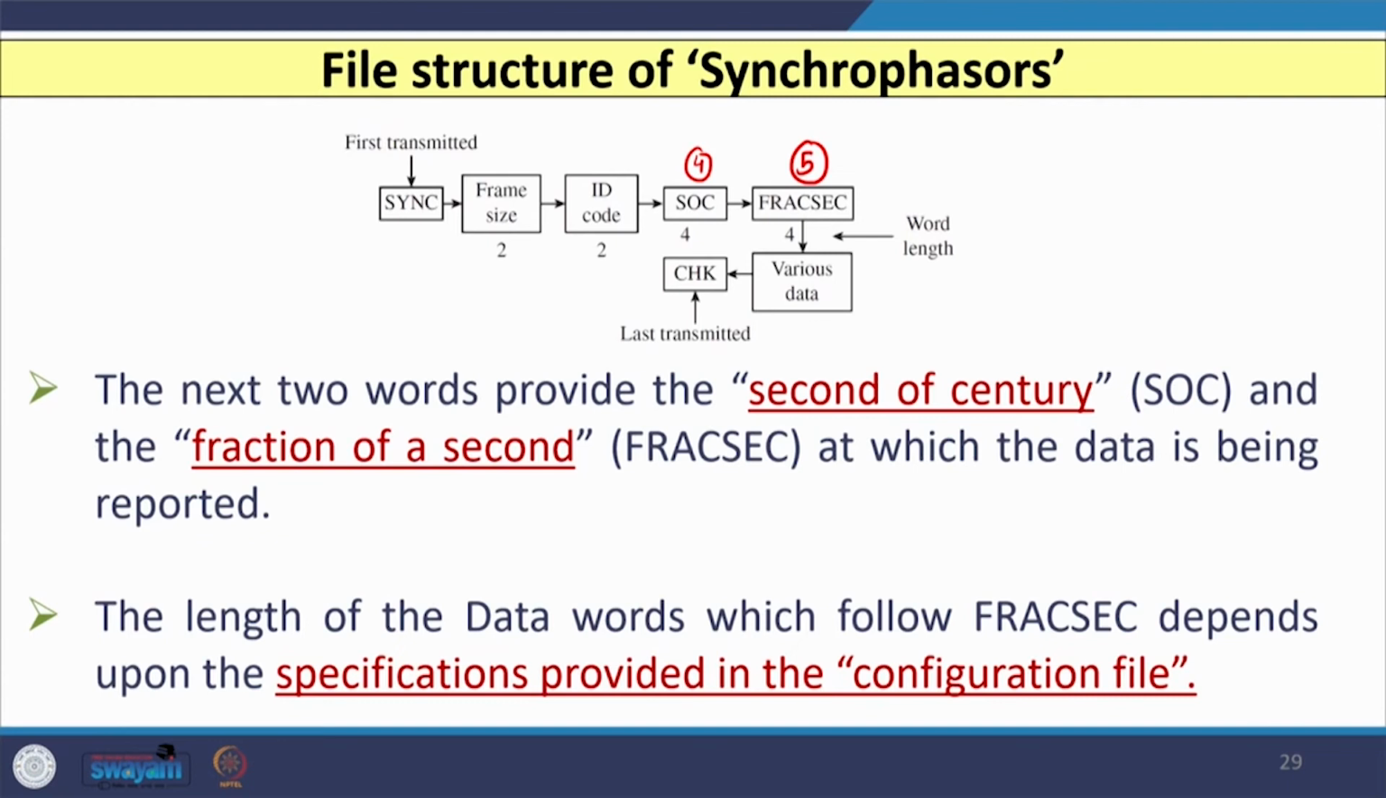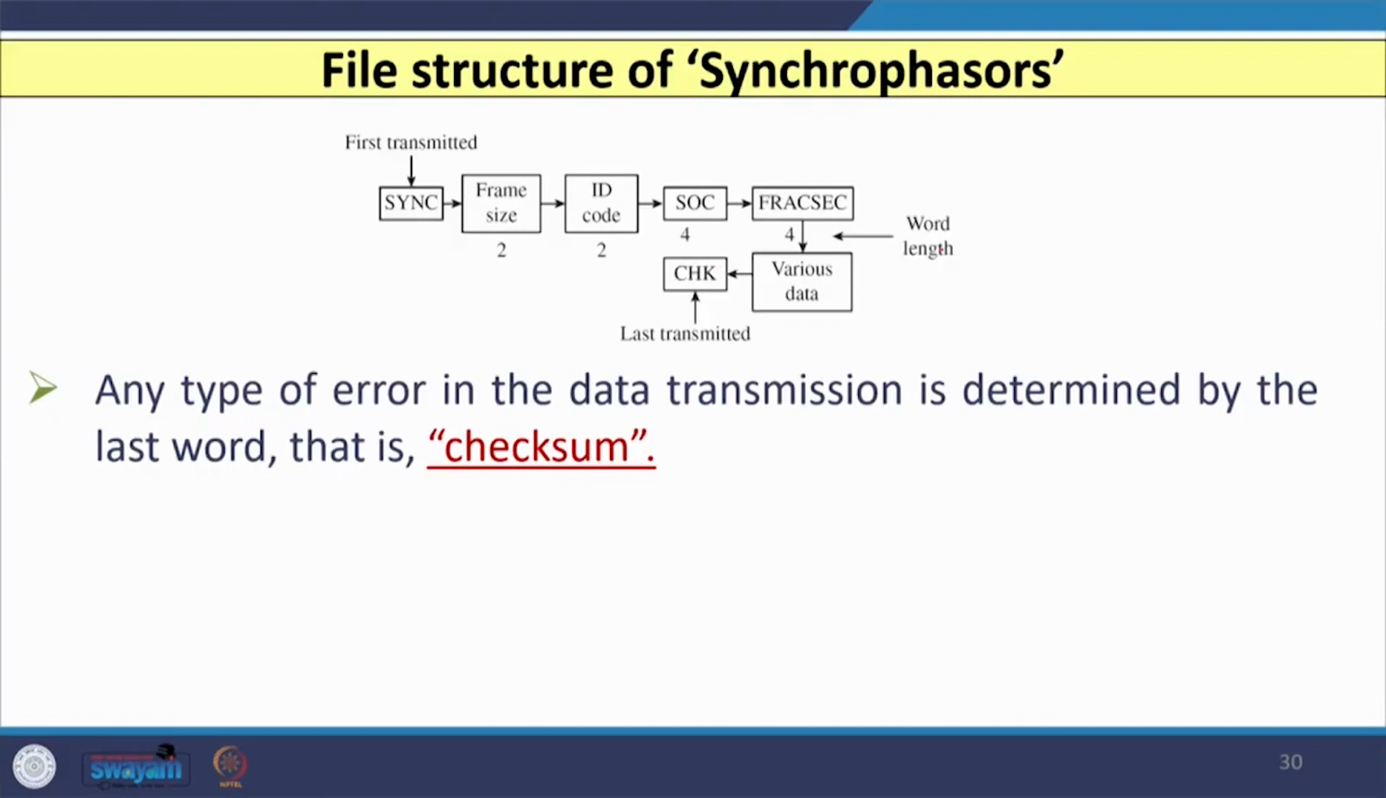The length of the data words which follow the fraction of second depends on the specification provided in the configuration file of the PMU. And then after that you have various data available, maybe currents, maybe voltages, 3 phase current, 3 phase voltage, frequency, rate of change of frequency. All are there in the data, and after that any type of error in the data transmission is determined by the last word, that is the checksum, or CHK. So, the checksum is also there.